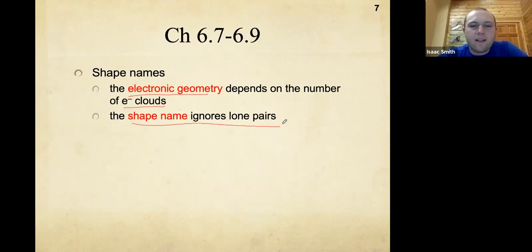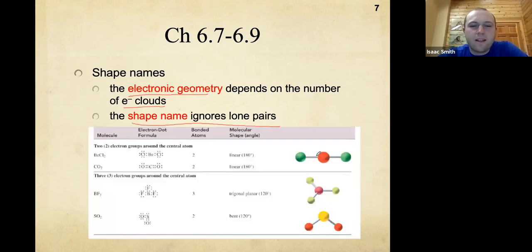So beryllium chloride, okay, this has 2 chlorides bound to beryllium. So we have 2 electron groups, there's no lone pairs. So we're going to have a linear electron geometry and a linear shape. Let's see, we've got boron trifluoride, which has 3 fluorides coming off of boron, and there's no lone pairs on boron. So you have a trigonal planar shape.